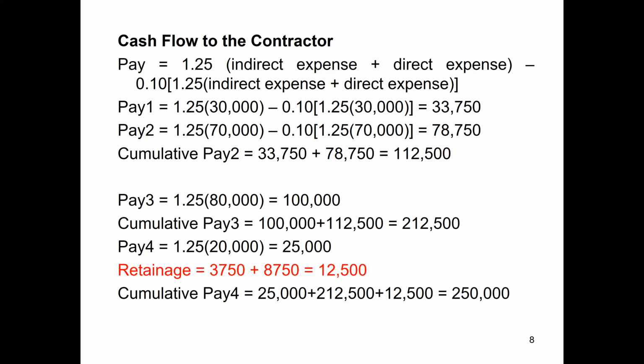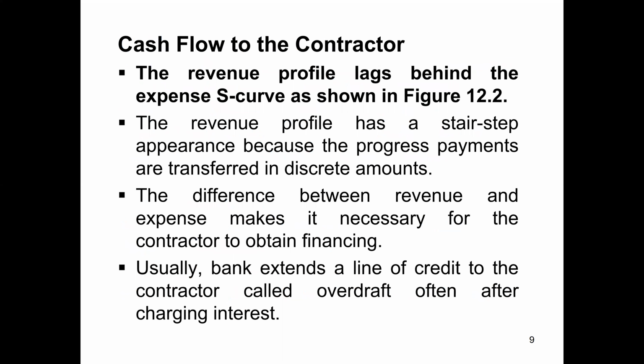So this was the contract amount. Without profit it was 200,000, and including profit, a cumulative 25% profit was included, so it has become 250,000. Now with this, in the next slide we will see how they have shown the payment. Here they are going to show the cash flow to the contractor.